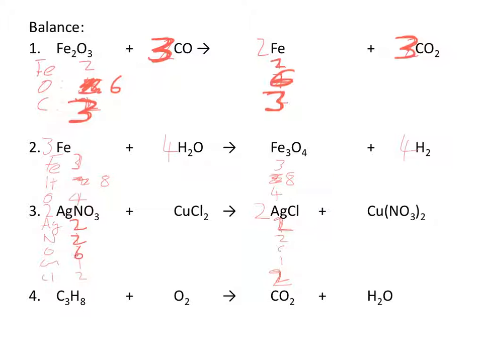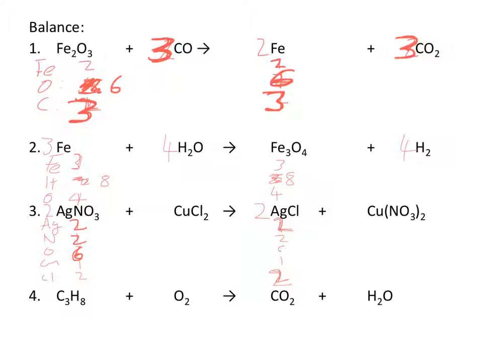So there's my 6 here. And almost by accident, we seem to have balanced it. We've got 2 lots of silver, 2 lots of nitrogen, 6 lots of oxygen, 1 lot of copper, and 2 lots of chlorine.